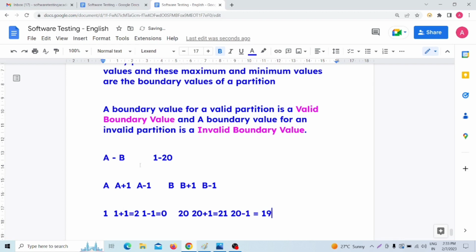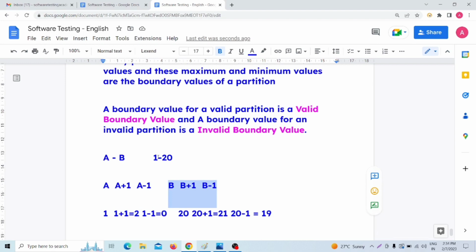That means if there is a text field whose range of values is A to B, or 1 to 20, so only 1 to 20 digits can be accepted, then how can we go for boundary value analysis? There is a simple formula: A plus 1 and A minus 1 for the A range, and B plus 1 and B minus 1 for the B range.